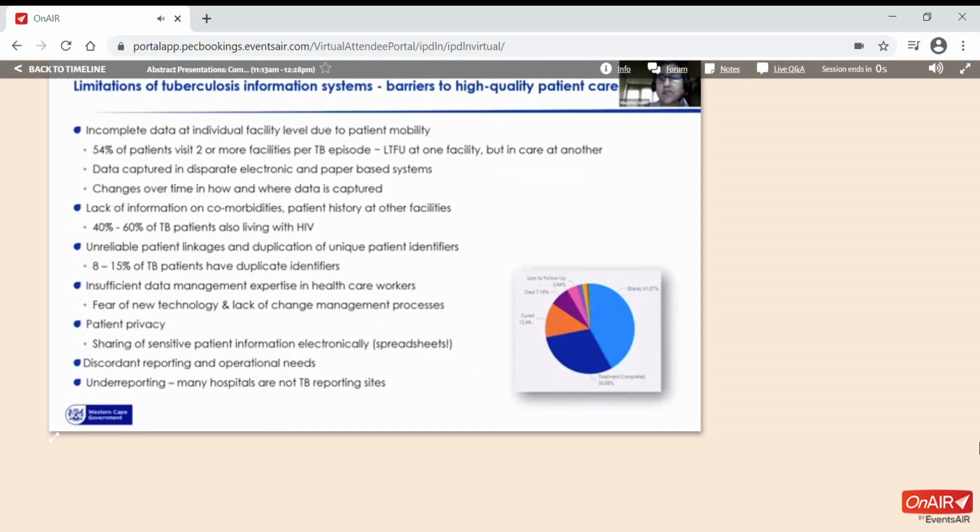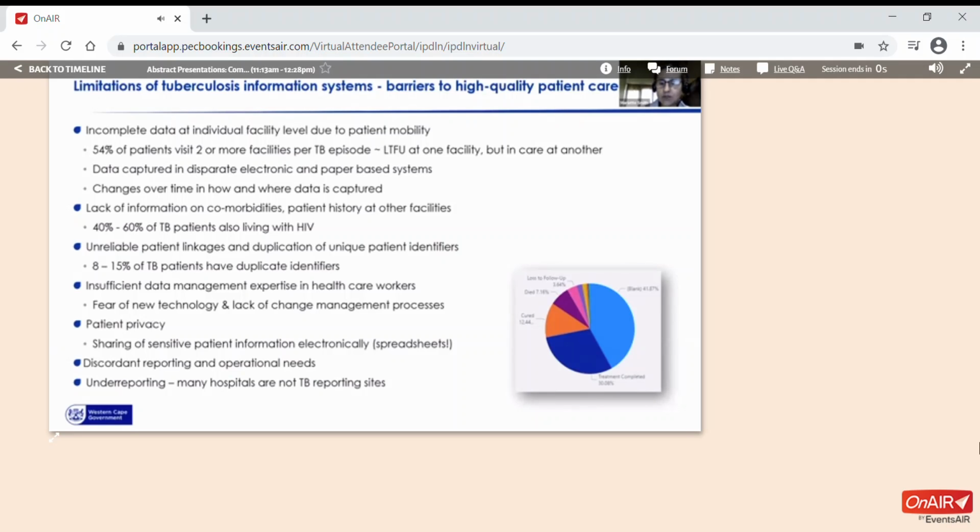So it's then easy to understand the information challenges such disparate systems can lead to in providing TB care. More than half of our patients move around between facilities. Data is captured in different systems, and for example, information on comorbidities are not always readily available. Another problem is that even with unique identifiers, clerks may often duplicate folder numbers with different personal information, and it's then challenging to link that information together.